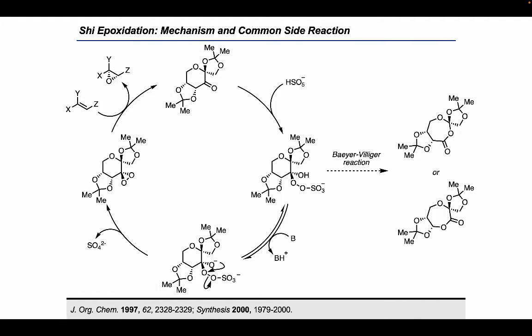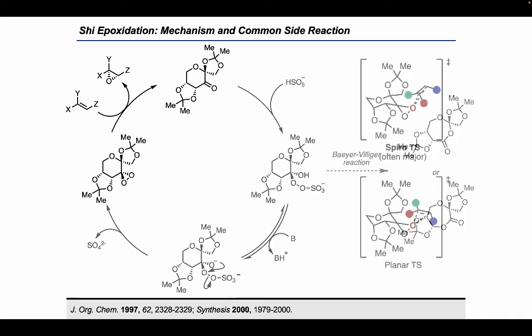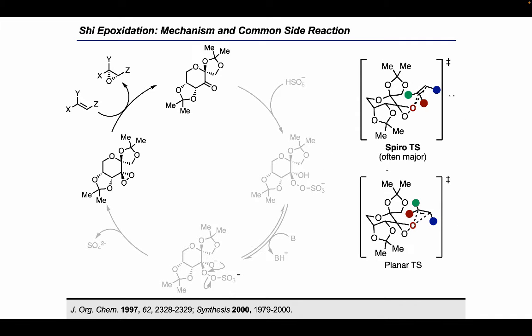We should note that the first intermediate we generated can also undergo an undesired Baeyer-Villiger reaction to form two different 7-membered lactones, and we touched on this possibility in our named reaction episode on that transformation. Coming back to the key epoxidation step, there are two transition states that are worth knowing about, the spiral transition state and the planar transition state. While the identity of the major transition state may depend on the specific structure of the alkene substrate, it's often the case, at least for trans-disubstituted and tri-substituted alkenes, that the spiral transition state is the dominant one.